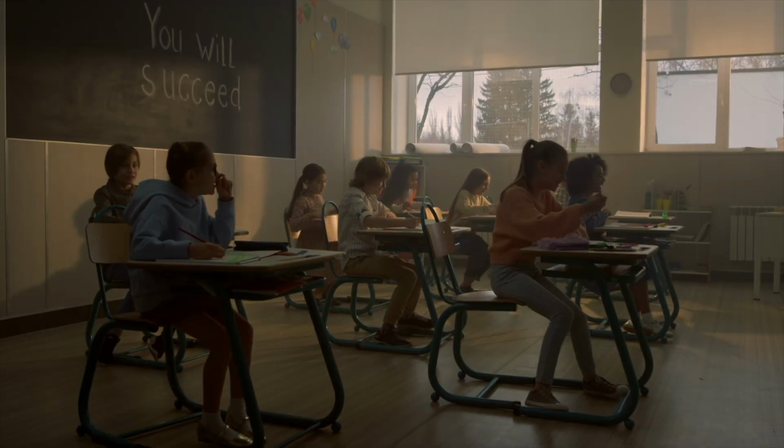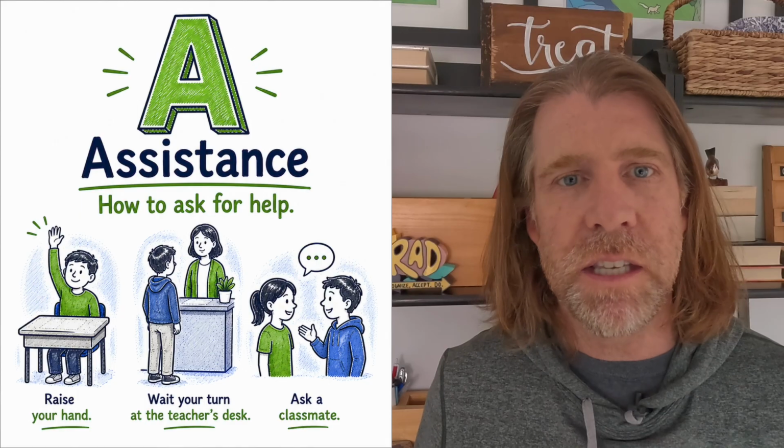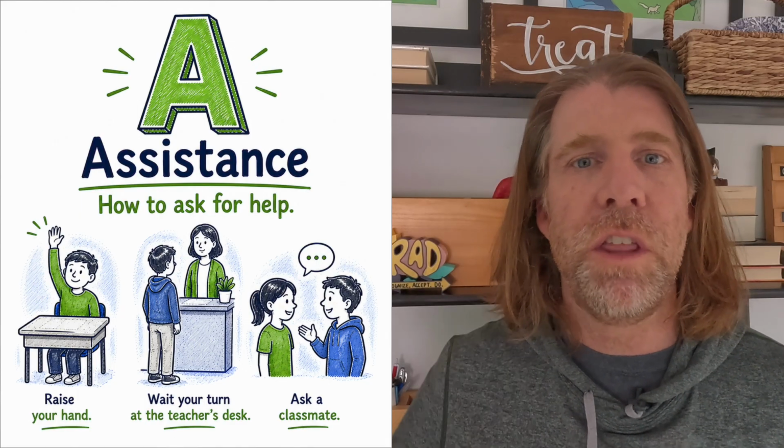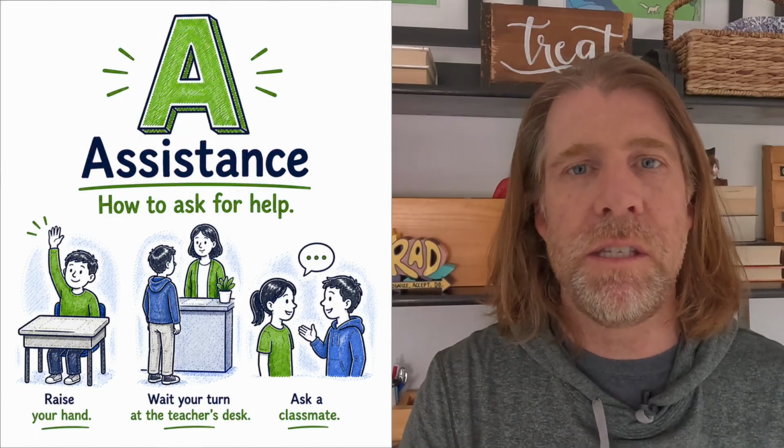M is for mic level and movement. How loud can students be? Can students move around the room, or are they expected to stay at their desk? A is for assistance. How do students ask for help? Do they raise their hand, or do they come and see you for help?